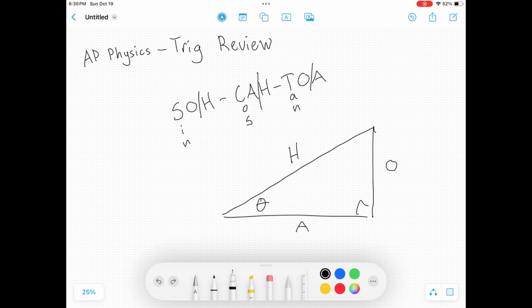So I'll write this out explicitly if you don't want to use this mnemonic. Sine equals opposite over hypotenuse. Cosine is equal to adjacent over hypotenuse. And tangent is equal to opposite over adjacent. All right. So this is the most bare bones glance that you can take to do this. So now I'm going to get into a little bit more nitty-gritty of what you're going to need for physics.